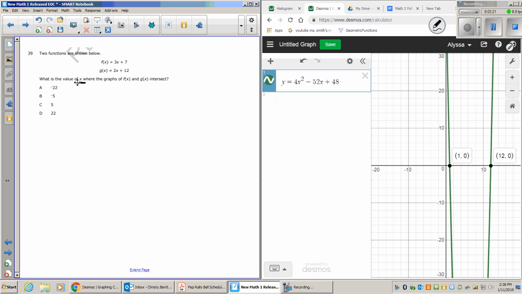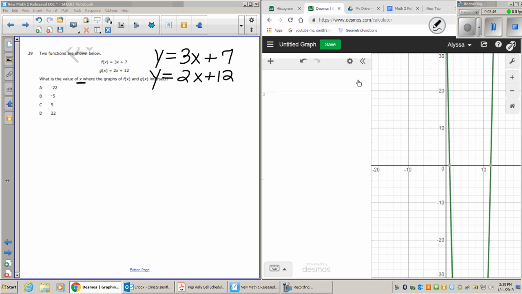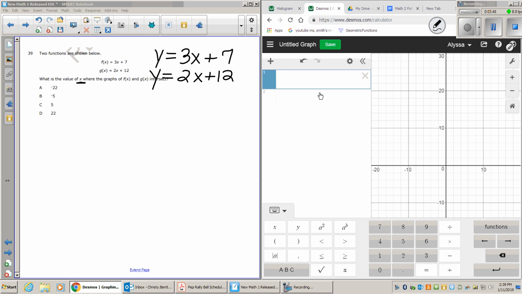So remember, anytime we enter an equation into Desmos, you're going to change your function notation to y. So we're going to change the f of x to y equals 3x plus 7. And on line 2 in Desmos, we're going to type in the g of x function, still using y equals 2x plus 12. We are then going to identify the point where the 2 lines intersect. And the question is only asking us to find x.